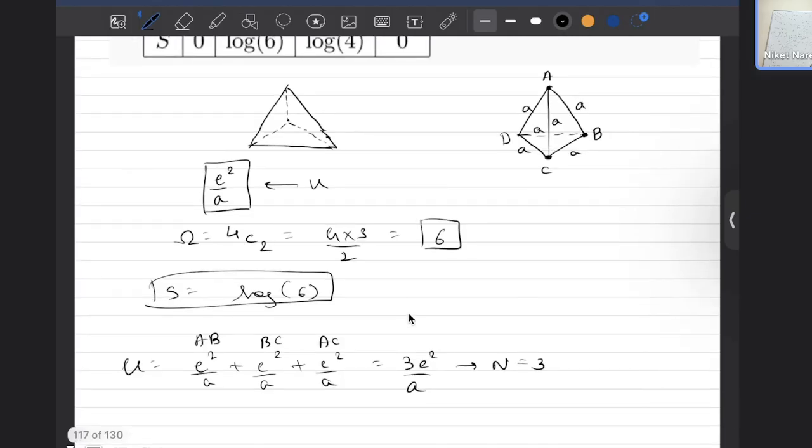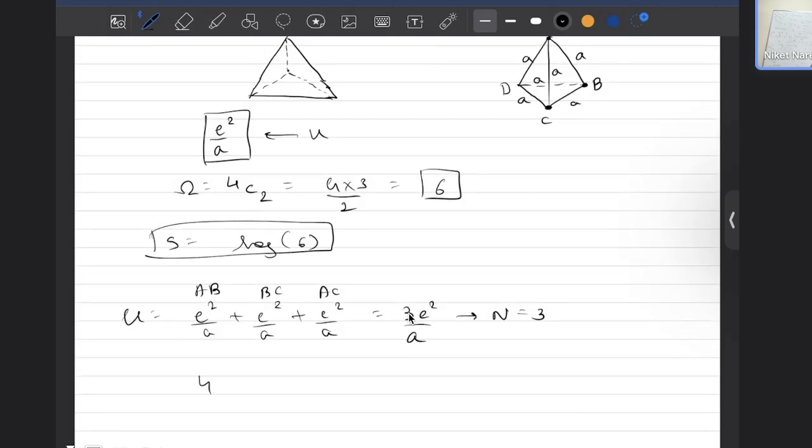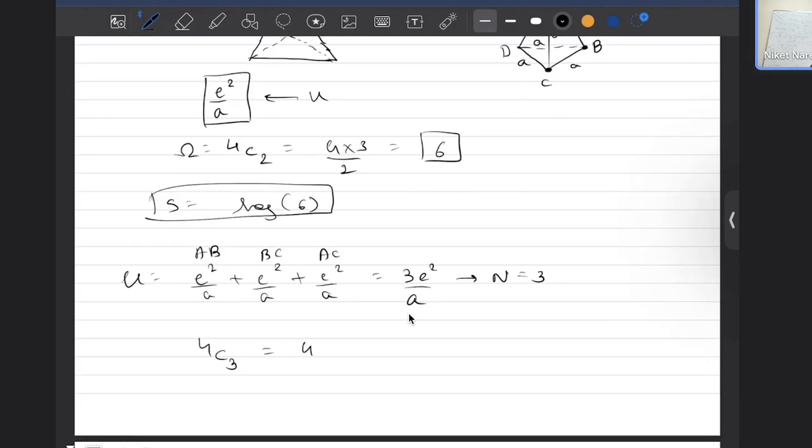The possibilities are simple. I am occupying three corners. Basically, I am leaving only one corner empty. So I can choose that corner, or I can choose the three corners where I place charges. Either way works. So it's either 4C3, wherein I choose three corners where I'm putting in charges, or I choose one corner where I don't put in charge. That is 4C1, which is equal to 4. These are the possibilities. So S is equal to simply log of 4. So for U is equal to 3E square by A, S is equal to log 4.